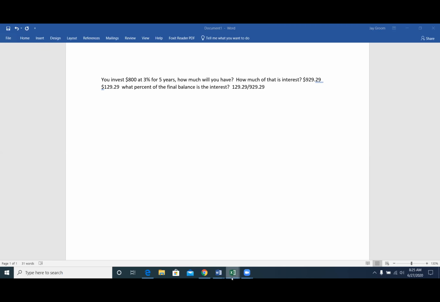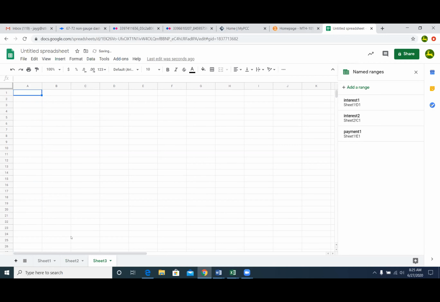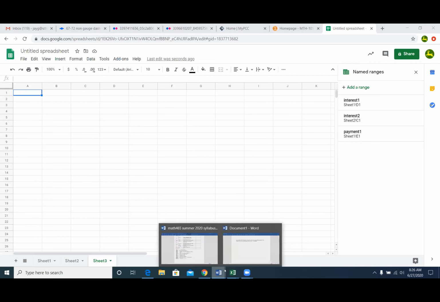So I'll do that real quick. Equals 129.29 divided by 929.29. So about 13, almost 14% of the final balance is actually interest. I don't hate that question. I'm not sure that I would ever ask it. It's just one of the textbook questions. I'm too lazy to change it. It actually makes you think pretty well. So that part of it I kind of like. Makes you think a little outside the box.